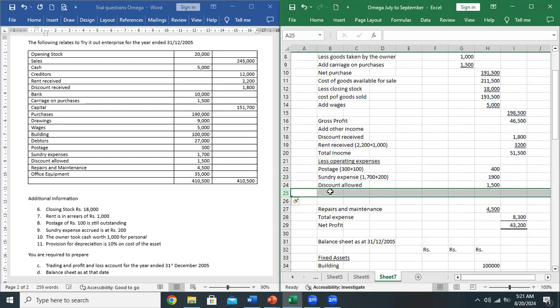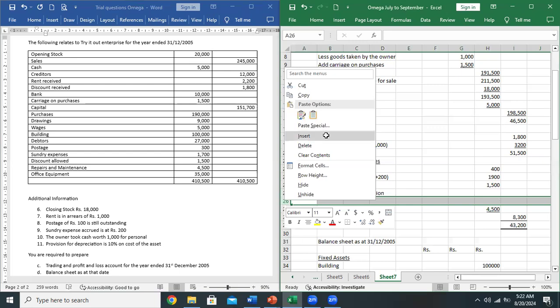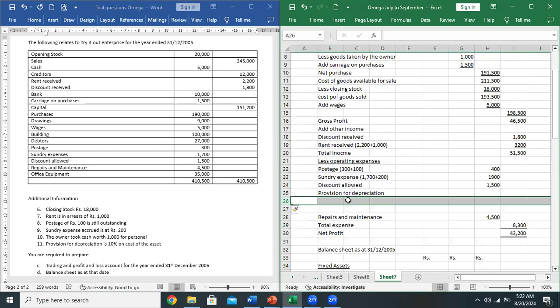So you write provision for depreciation. Some people do the calculation on the face of the profit and loss account, which is expected or normal. Others will do it somewhere as workings and bring the value. But let's do it on the face of the profit and loss account.